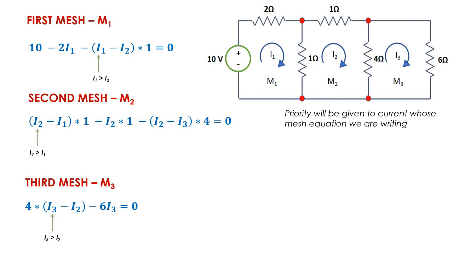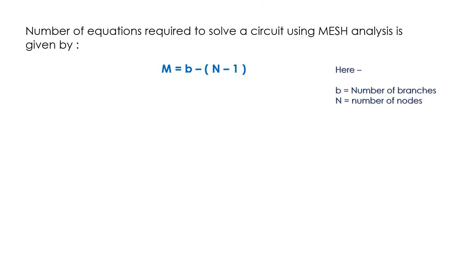Okay. Now coming to the next topic, which is how many equations do we need to solve a circuit using mesh analysis? Let's say a circuit is given to you, and someone asks you how many equations you are going to need if you want the values of current using mesh analysis. For that, we use this formula here: M equals B minus (N minus 1). Here, B is the number of branches in the circuit, and N is the number of nodes.